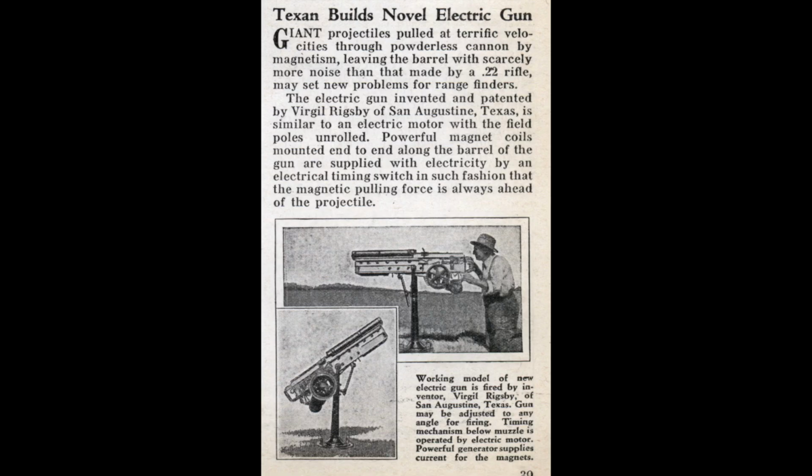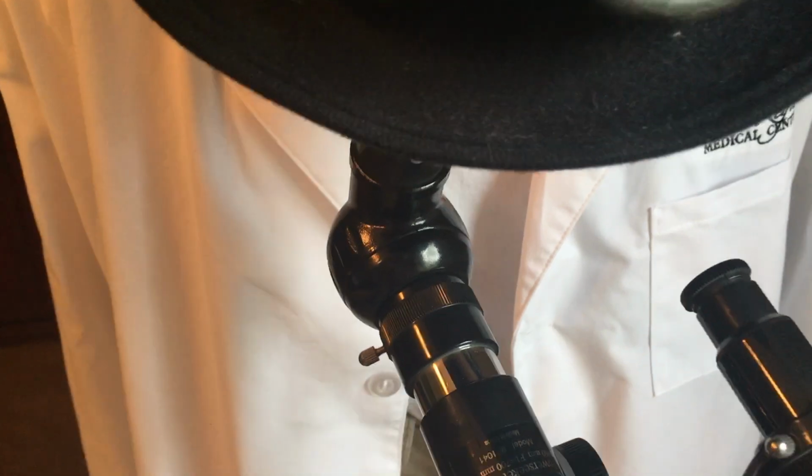In a historical sense, the first coil gun was created in 1933, when Texan inventor Virgil Rigsby developed a stationary coil gun that was designed to be used like a machine gun. It was powered by a large electrical motor and generator, and appeared in many contemporary science publications.